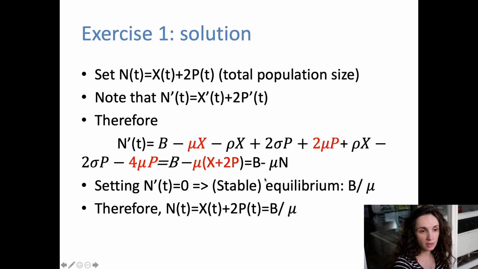Let's find equilibria of this equation by setting the right hand side of the equation for n prime of t to 0 and solving for n. And so what we're seeing is that this equation, n prime of t equals b minus mu n, has an equilibrium equal to b over mu. We of course know that if we have started in this state, then we will remain in this state for all future times. And therefore, the conclusion holds.